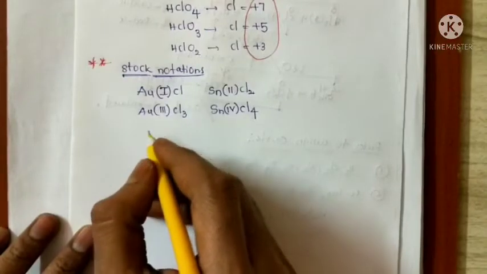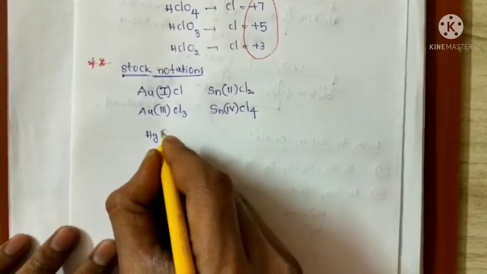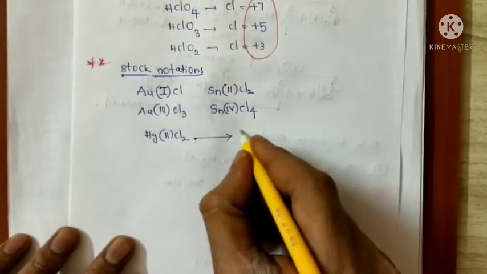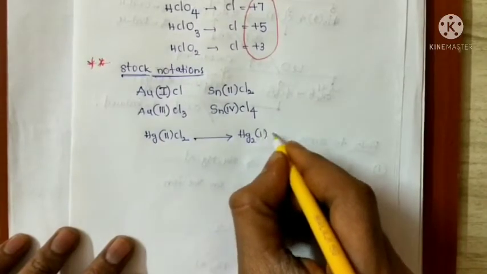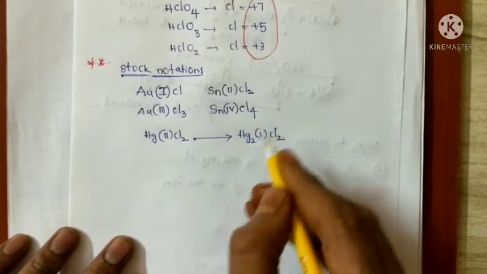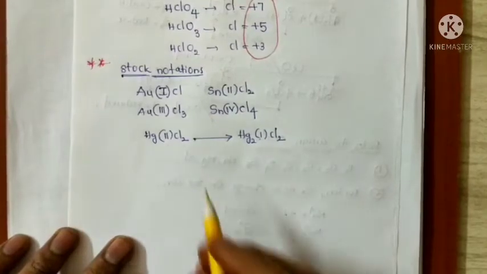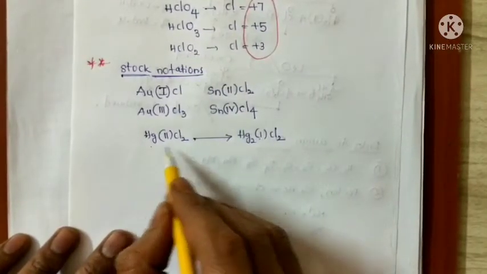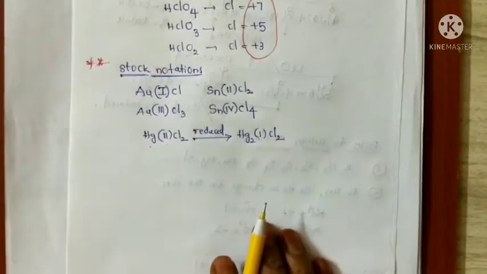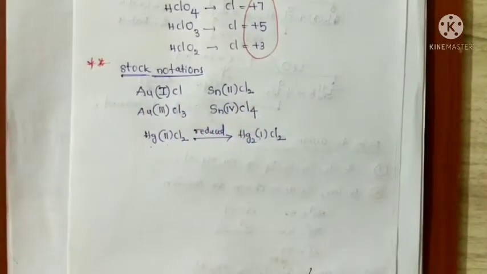The best example is mercurous chloride and mercuric chloride. Mercury in HgCl2 is in the +2 oxidation state. When reduced, it forms Hg2Cl2. So the mercury oxidation state is +1 in Hg2Cl2 and +2 in HgCl2. That means HgCl2 is reduced to Hg2Cl2. This notation of the oxidation state is called Alfred Stock notation.